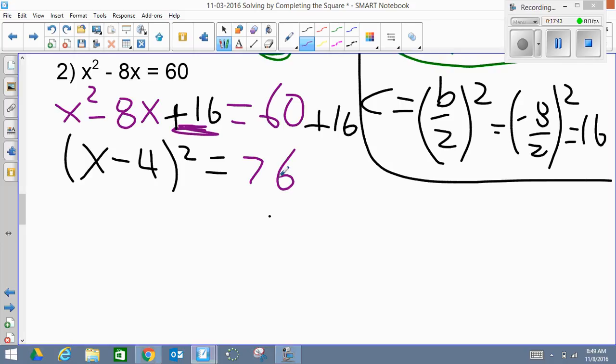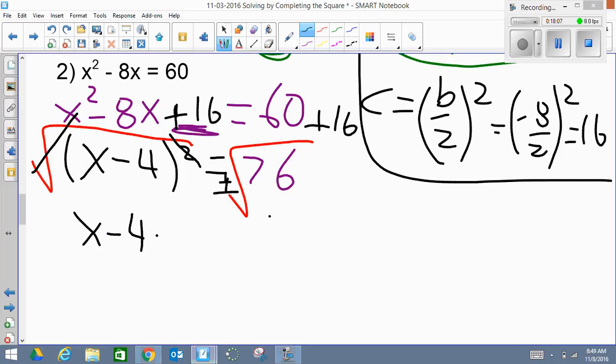Now I have a parenthesis to the second power. I have to get rid of that square. To get rid of that square, I need to use a radical. So square root on the left side, square root on the right side. As soon as I do square roots, remember, I'm going to have a plus and a minus in front of that radical. So the square root cancels the square. I'm going to have x minus 4 on the outside. Other side, plus or minus square root of 76.